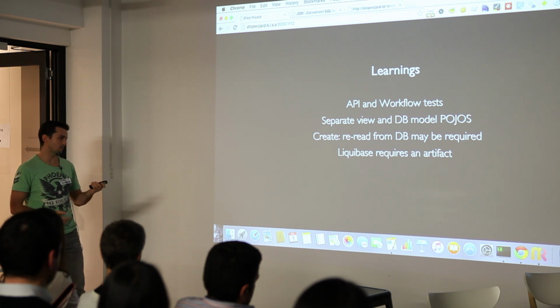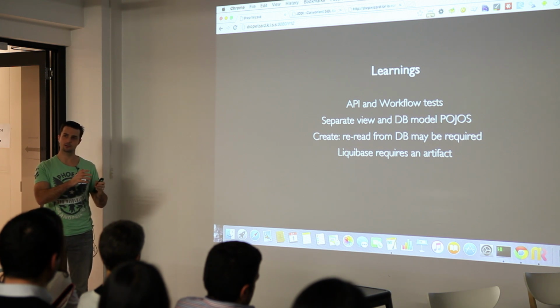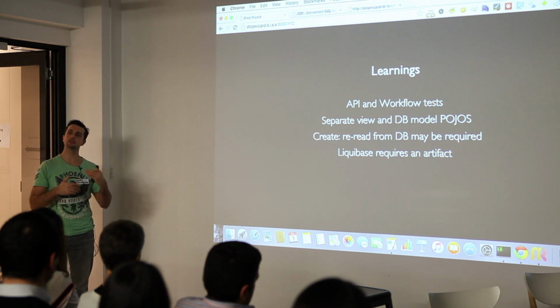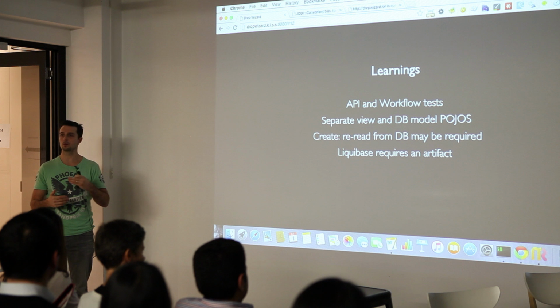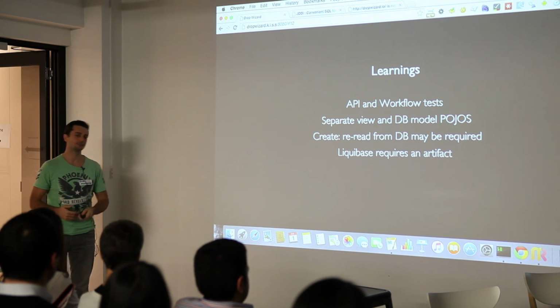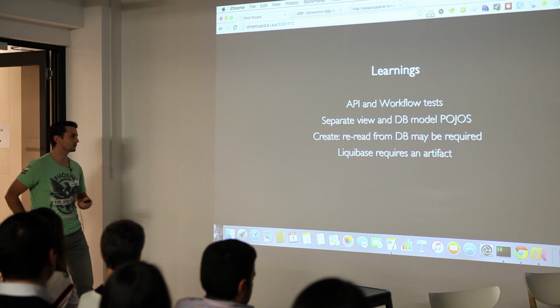Liquibase, at least how it's implemented with DropWizard, requires an artifact rebuild. So if you specify your migrations and then you package it up and then you want to change your migrations, you have to rerun a build before you can execute those migrations. Otherwise, it'll just use the old config. So that was a little bit of a gotcha. We've used Gradle, I think, now to do that auto-magically for us.